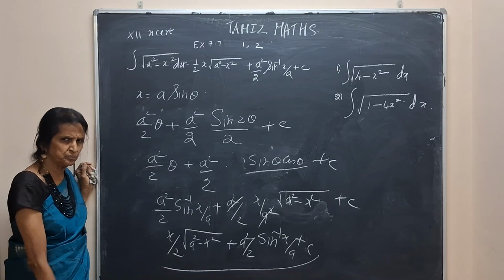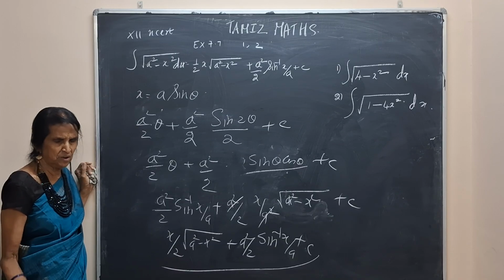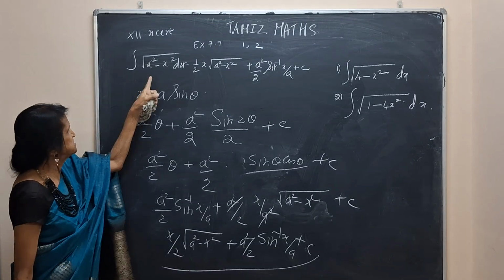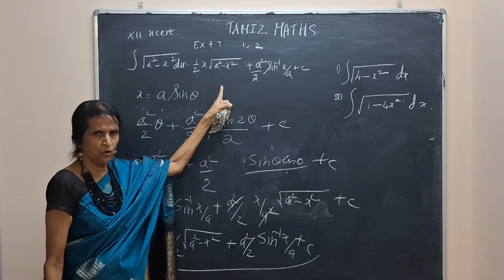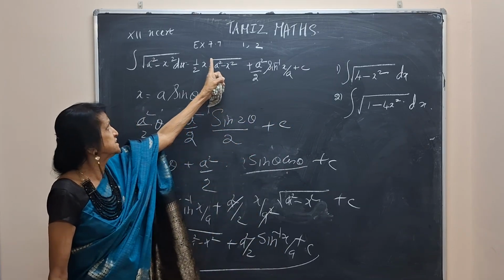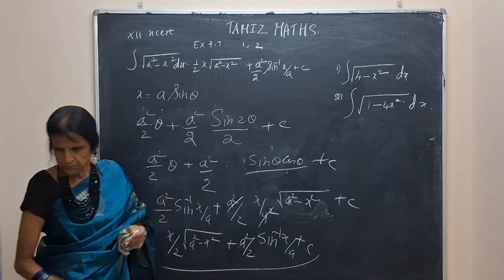This is the backbone. These formulas are the backbone. If you don't know the formulas, you can't do anything. So this is the formula and these are the problems. Now you have to be thorough with this formula. Now I'm going to do exercise 7.7, problem 1 and problem 2.